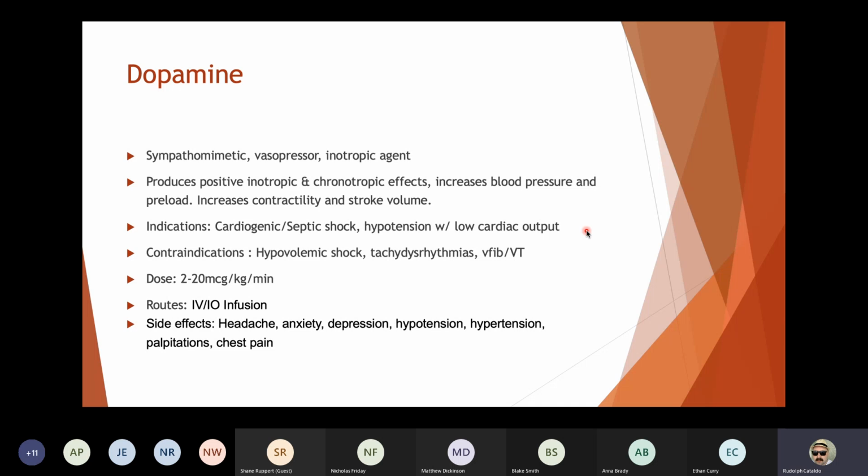IV or IO infusion. Generally, dopamine comes in a pre-mixed bag. If we have to mix it, no big deal. We're going to talk about that here in a little bit when we get to med math and how we would do that. Side effects, they're going to have a headache. You're increasing their heart rate. You're increasing blood flow.